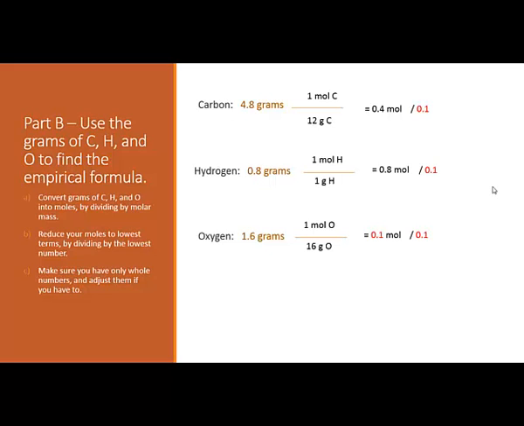We now divide all of our moles by the lowest number. We end up with 4 for carbon, 8 for hydrogen, and 1 for oxygen. Also, it looks like today is our lucky day, since we have no decimal numbers, so there's no need to make any adjustments. Our empirical formula is simply C4H8O, and there you have it.